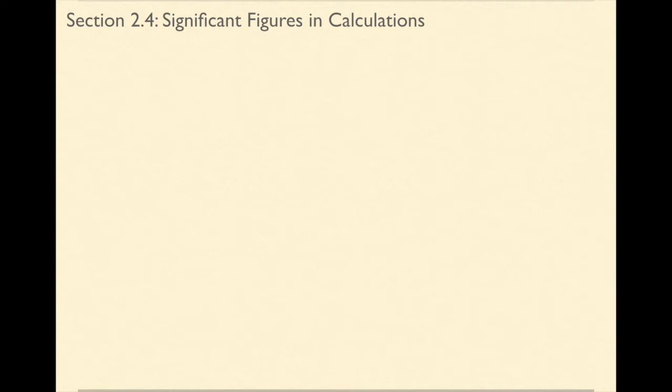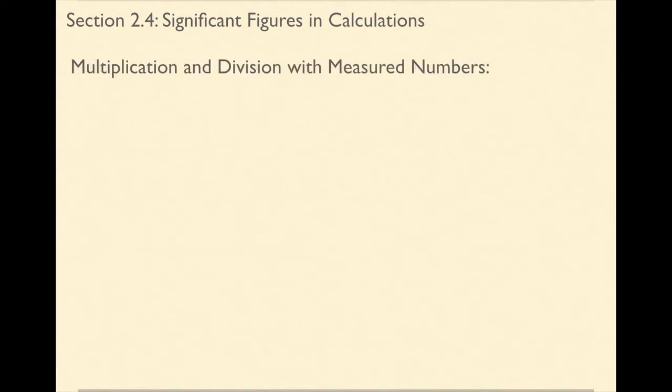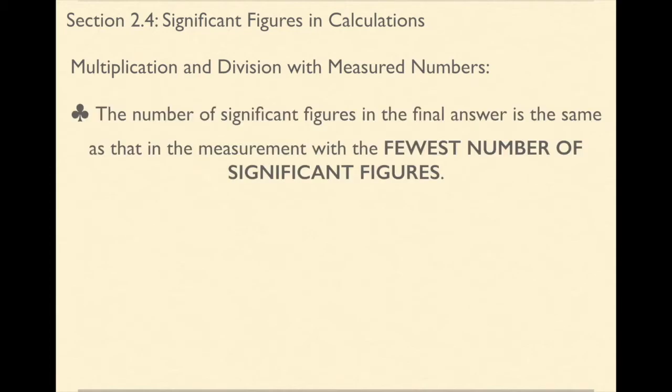The next thing that we're going to be talking about, and what we're going to be using throughout this class, is significant figures and calculations. So whenever you complete a calculation in this class, your final answer is going to have to be rounded. And the way that you round it is based on either significant figures or decimal places, depending on what you are doing in your final calculation. So if your final calculation is multiplying or dividing, the number of significant figures is going to be the same as the measurement with the fewest number of significant figures.